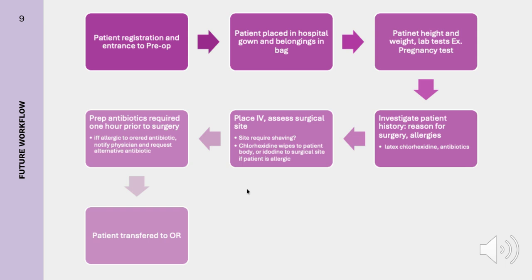The patient will be registered and enter pre-op, placed in a hospital gown and their belongings secured, the patient height, weight, and other lab tests obtained. The nurse will investigate the patient history, reason for surgery, and any allergies, place an IV, assess the site, prep it with the chlorhexidine wipes. The pre-op antibiotics will be available 1 hour prior to surgery, and then the patient will be transferred to the OR.